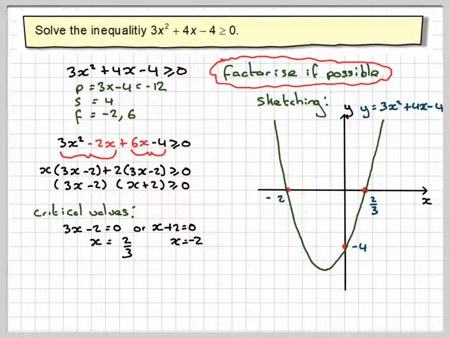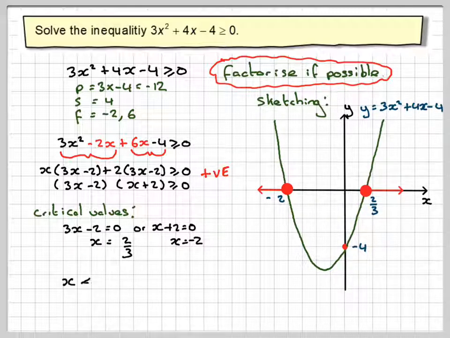Where is this graph positive? We want to know where the graph is positive. So the graph is positive here. So that's every value of x less than minus 2. And positive here, every value of x greater than 2/3. So drawing that on our diagram, there, and we include the point because we're including greater or equal to.